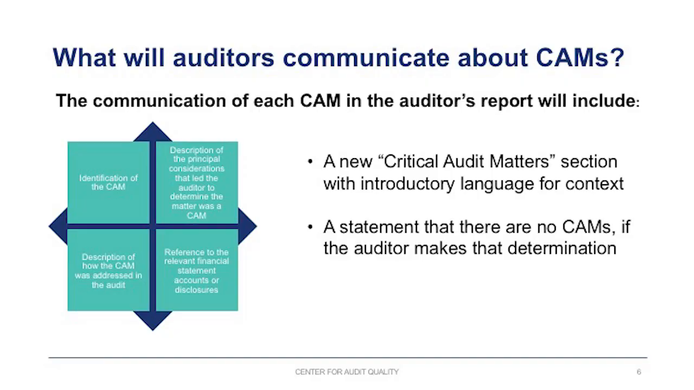So in terms of what an auditor needs to say about a CAM, for each matter that's communicated to the world at large in the auditor's report, the auditor has to first identify the CAM, and then describe the principal considerations as to why the auditor determined that a particular matter was challenging, subjective, complex, etc. And then describe how the CAM was addressed in the audit, and also make reference to the particular account balance or disclosure, or both, to which the CAM pertained.